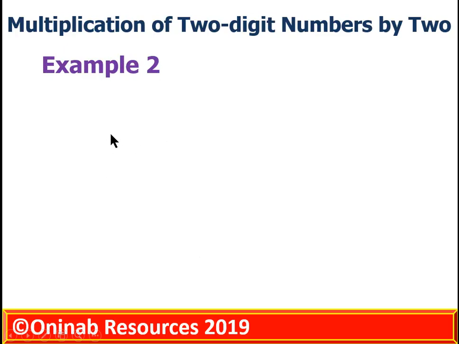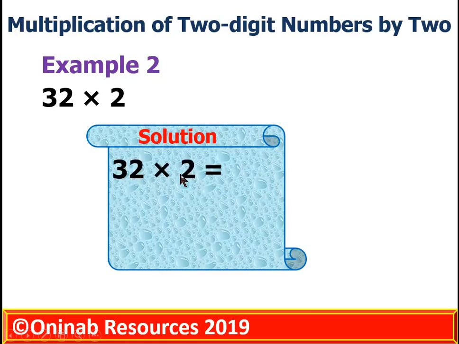Second example, we have 32 times 2. We arrange in the same way again. This is 32 multiplied by 2. We start multiplying again from behind. So we use the 2 to multiply every digit starting from the second digit.